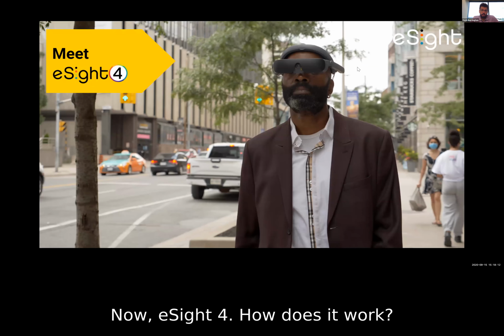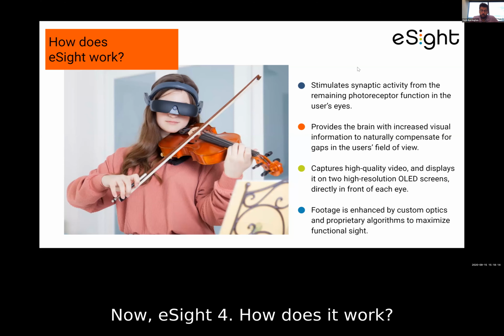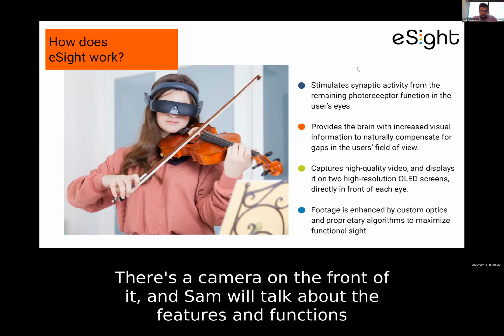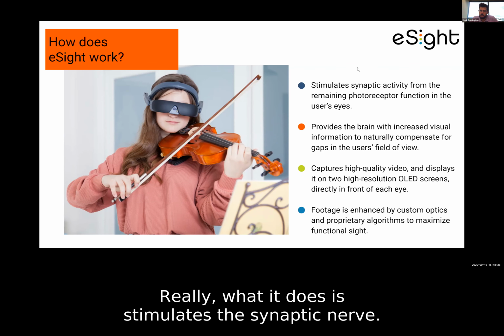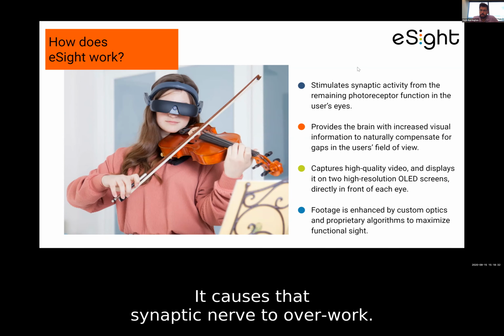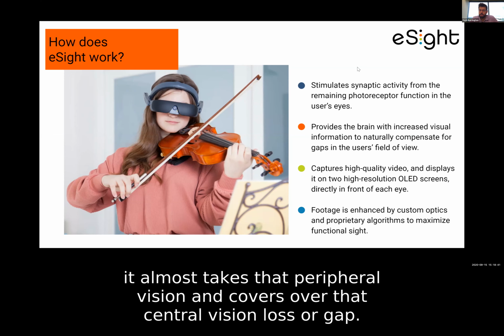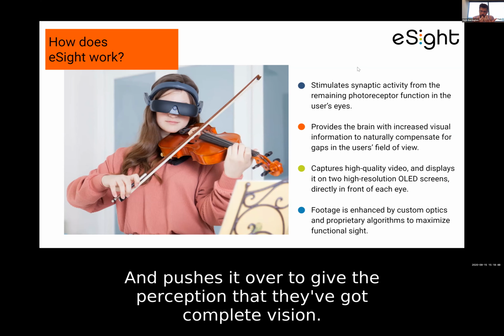So now eSight 4. How does it work? It really doesn't work that much different than eSight 3. There's a camera on the front of it, and Sam will talk a little bit about the features and functions. But really, what it does is it stimulates the synaptic nerve, and it causes that synaptic nerve to overwork. And so the brain becomes overstimulated, and through that overstimulation, it almost takes that peripheral vision and covers over that central vision loss or gap, and pushes it over to give the perception that they've got complete vision.